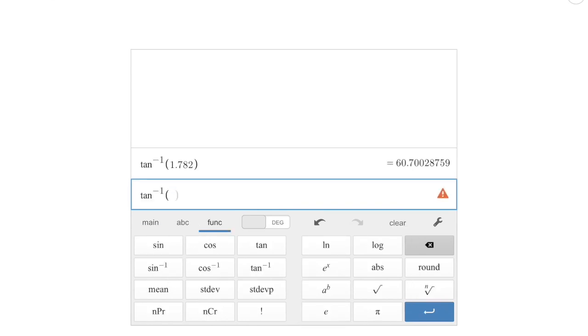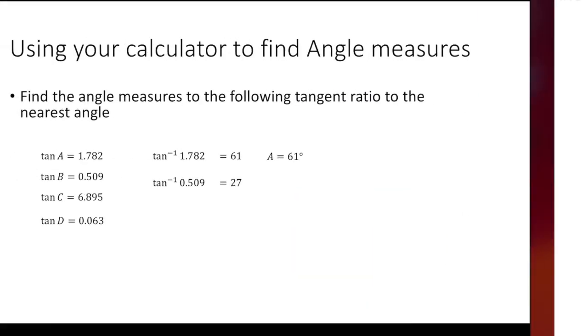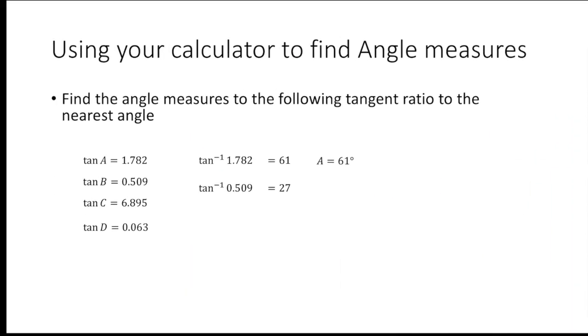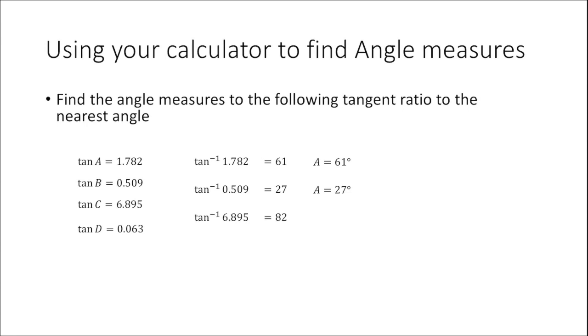Tan minus 1 of 6.895. Is that what the number was? Yes, 6.895. I get an angle of approximately 82 degrees, and that makes sense. What does that mean? That means the opposite is 6 times greater than the adjacent. We can only get that with a really large angle. That's 6 and that's 1, or 6.85, and that would be 1.